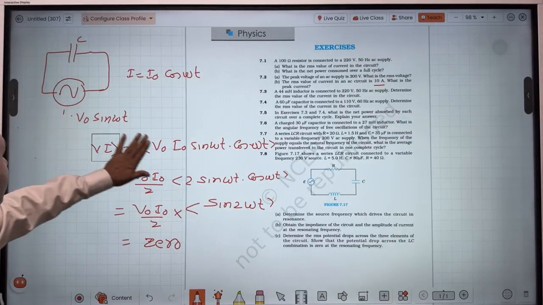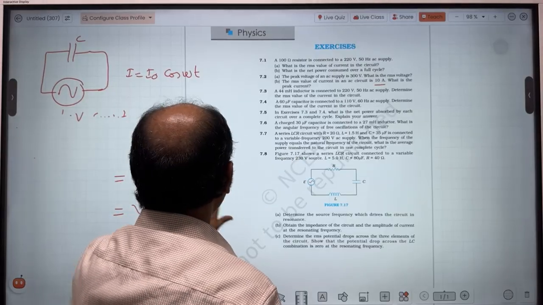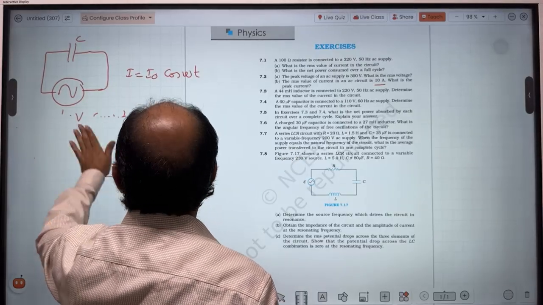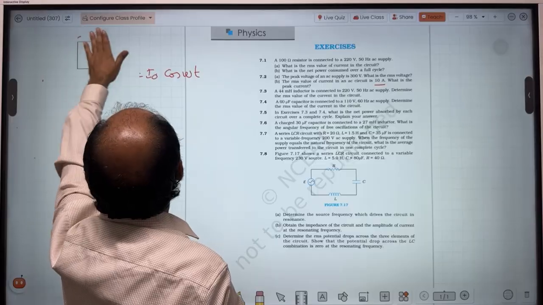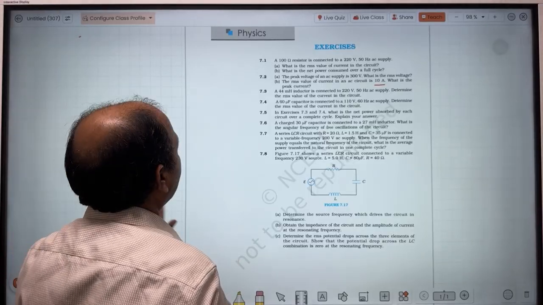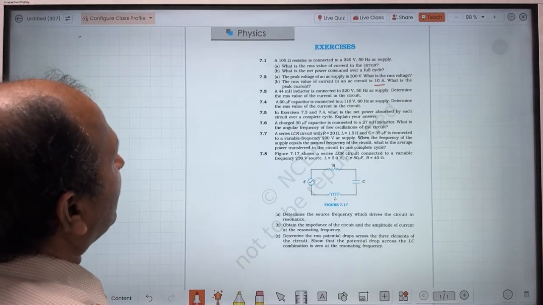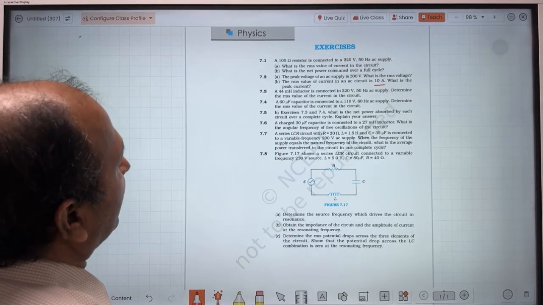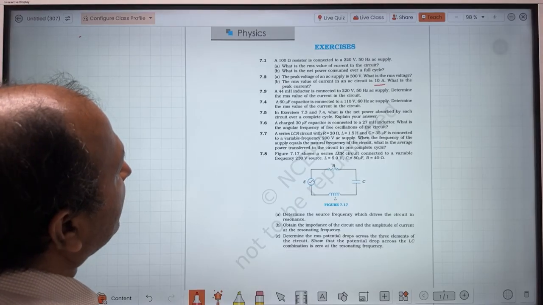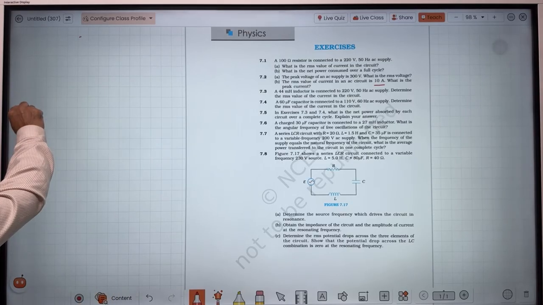Now we are going to see the next question. The next question says, a charged 30 microfarad capacitor is connected to a 27 millihenry inductor. What is the angular frequency of free oscillations of the circuit?